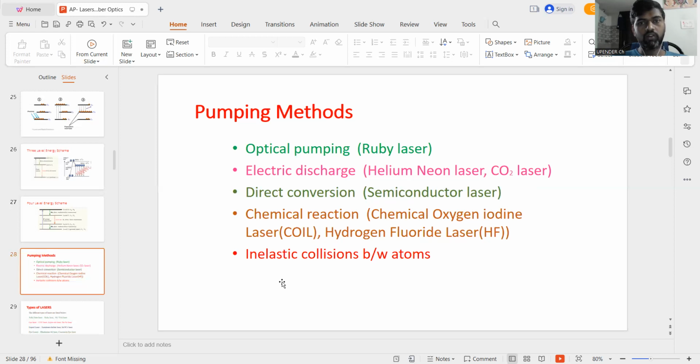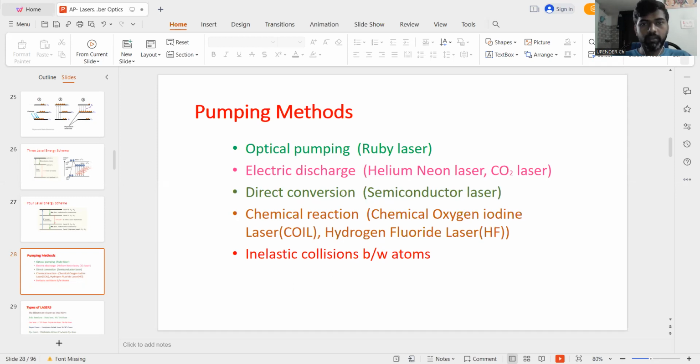Electrical discharge method: what we are doing here is discharging electrical energy into the gas discharge tube, so that energy will be transferred from electrons to the helium atoms or neon atoms, so that the excitation and de-excitation process takes place, and you get the laser beam. Okay, now the next one is the direct conversion method.